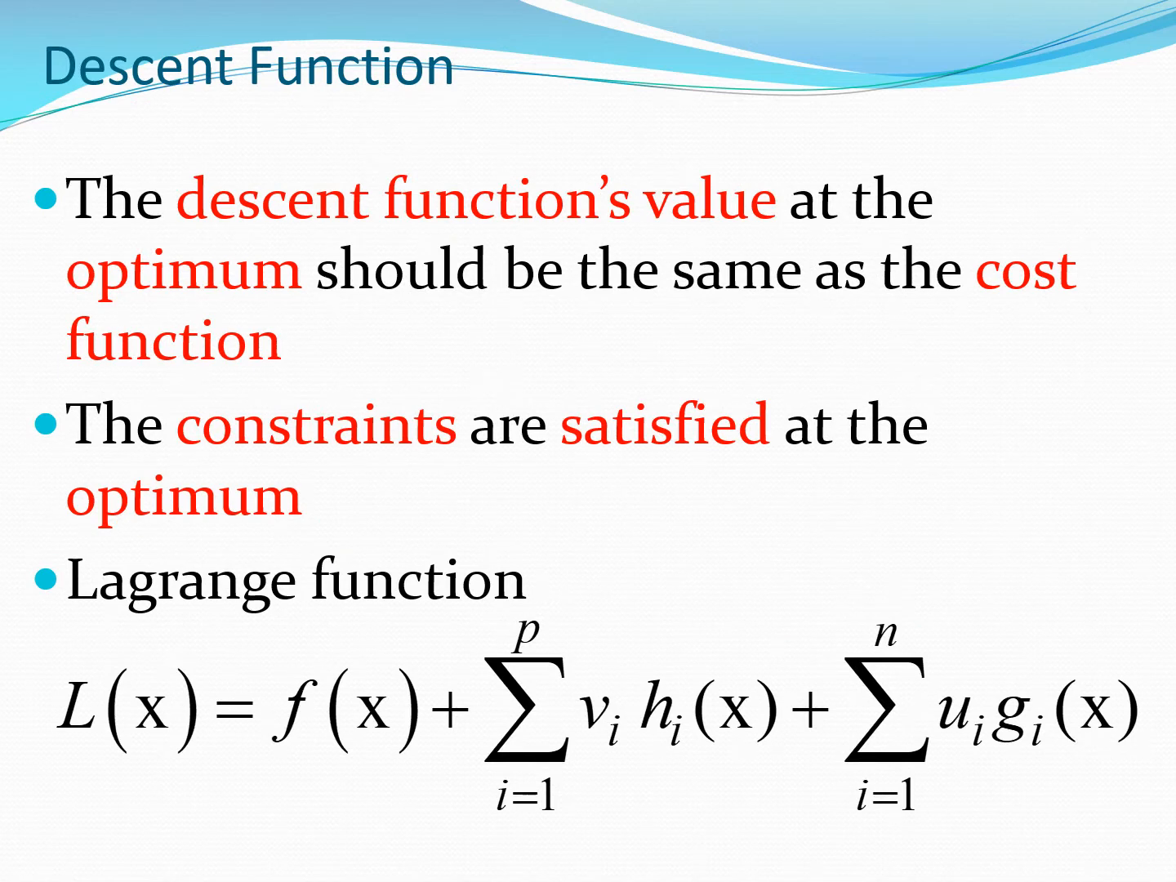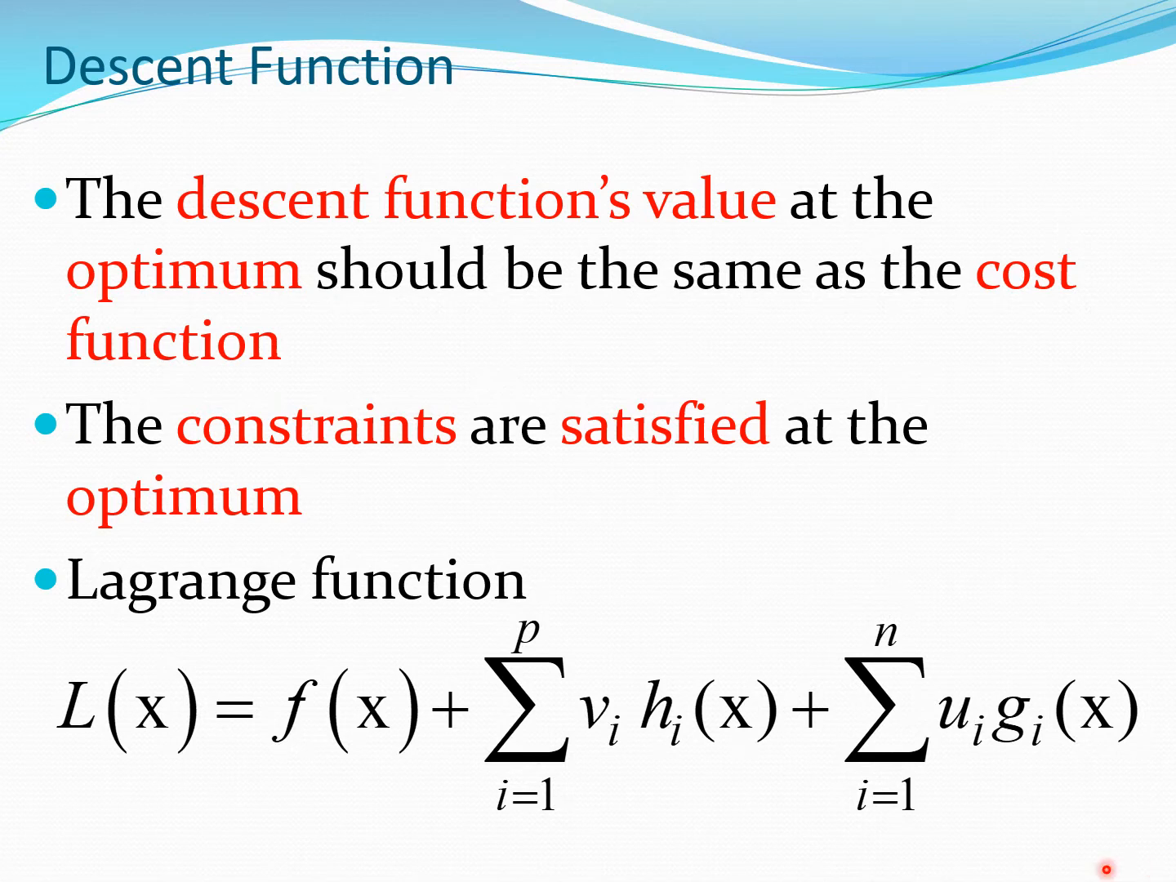Now the descent function should have certain features. One of the features should be that the value at the minimum point should be the same as the cost function, because naturally when you are at the minimum point, the constraints will be satisfied, and therefore the descent function value will become the same as the cost function value, and the penalty term should become 0.